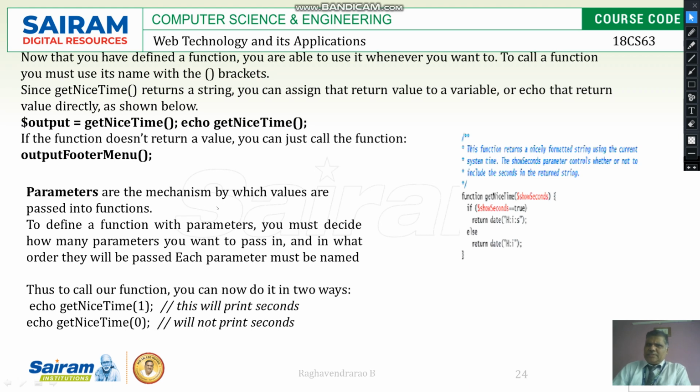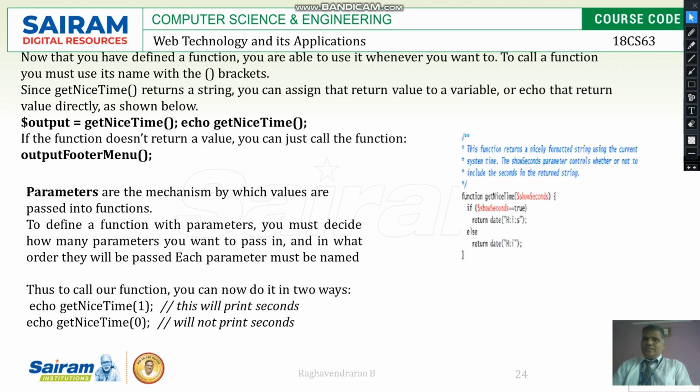Parameters are the mechanisms by which values are going to be passed into the functions. That is true, right? So you want to pass the parameters to execute this get nice time. If you define the function with parameters, you must decide how many parameters you want to pass in, and each parameter must be named. It is an important thing. Echo get nice time 1.